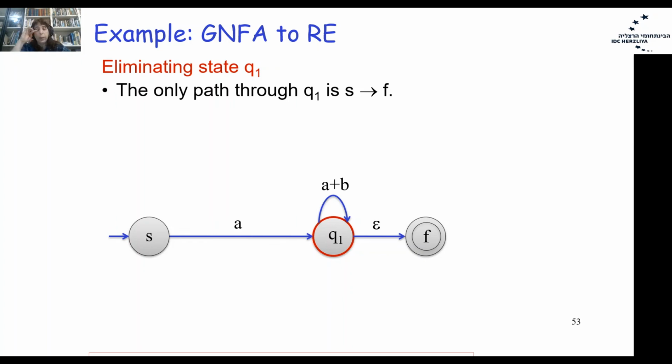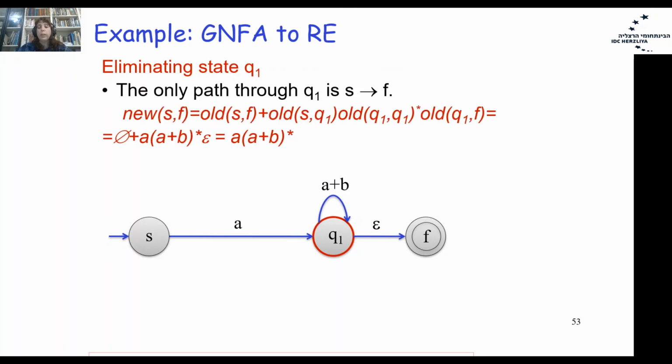Once again, we will do the same thing that we did before. We will add an empty set transition from S to F, and we will write the old SF expression and the new SF expression. Old SF, once again, is an edge with an empty set. Old SQ1 is A. Old Q1Q1 is A plus B star, and old Q1F is epsilon. So we have A, the loop of A or B, and epsilon. So phi plus something: phi doesn't matter, something matters. A concatenation A plus B star concatenation with epsilon can be rewritten as A concatenation with A plus B star.